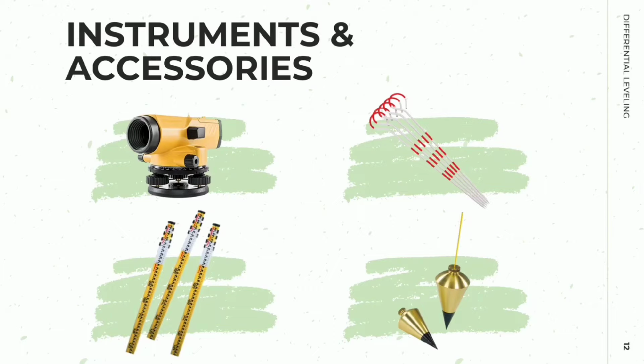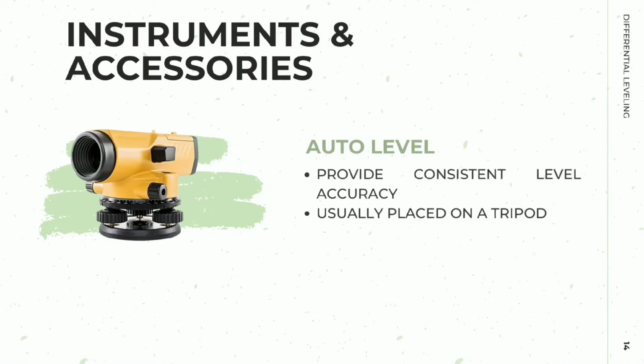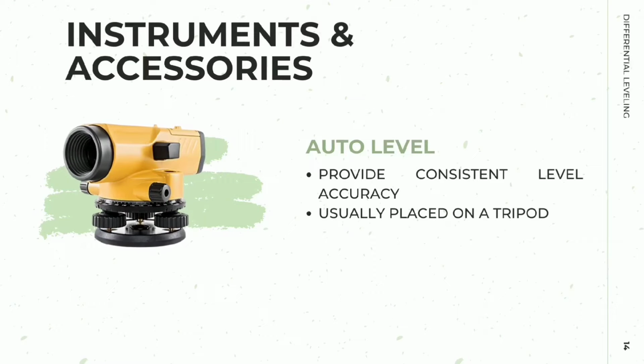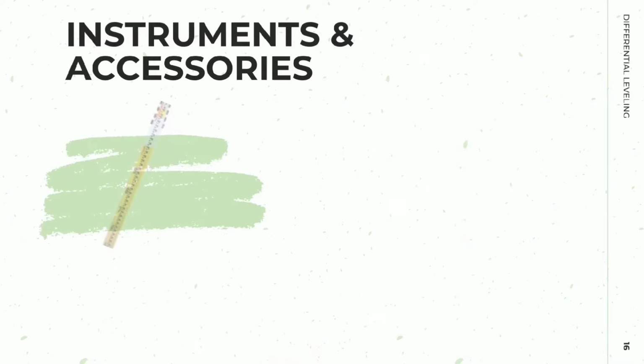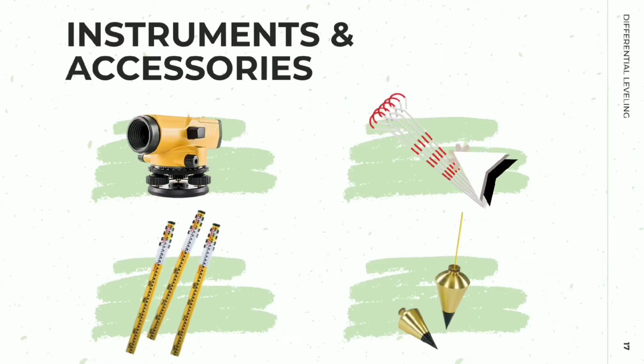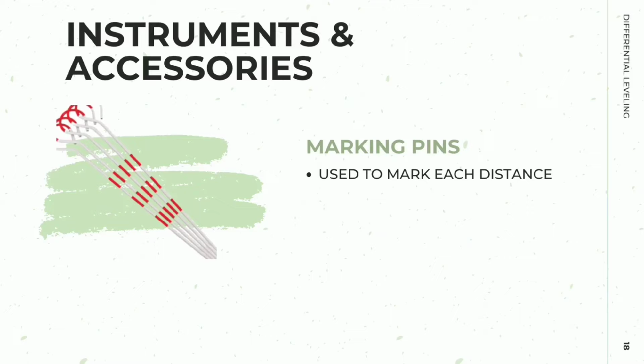Instruments and accessories. Auto level, best known for its ability to provide consistent level accuracy more quickly than many other leveling instruments. It's usually placed on a tripod where it's calibrated to a level position with leveling screws. Leveling rod. A leveling rod is a surveying tool used to take elevation measurements for the purpose of profiling a section of terrain. Markers are used to mark each distance measured by an instrument.